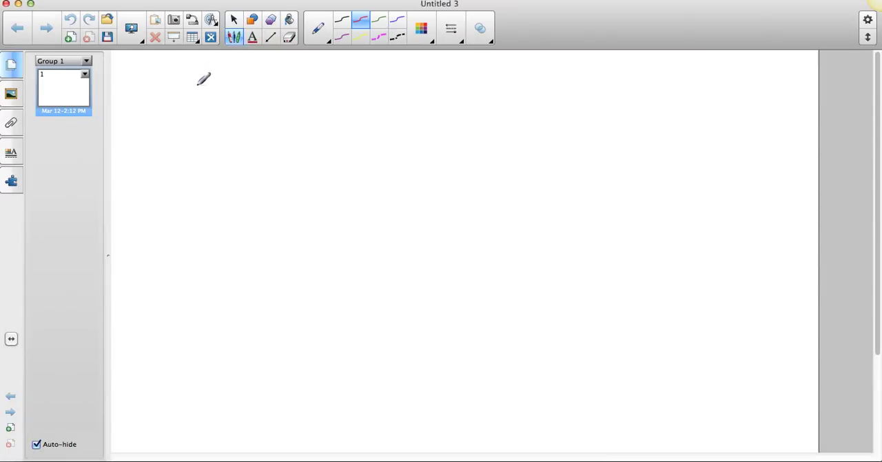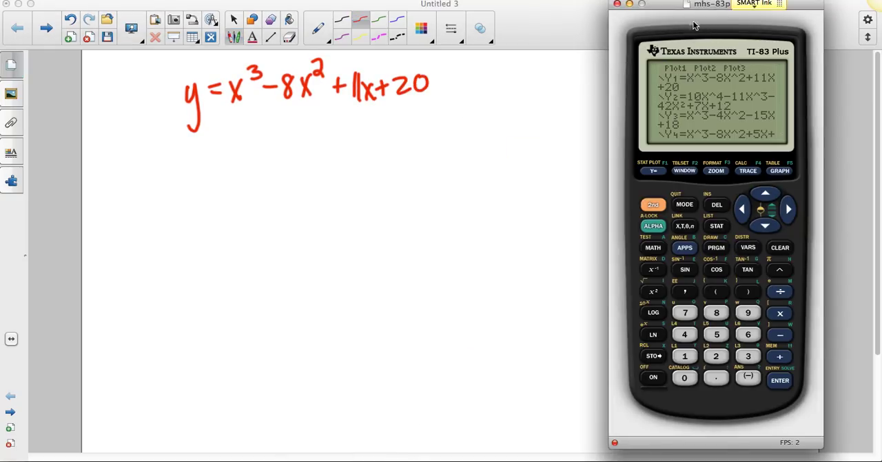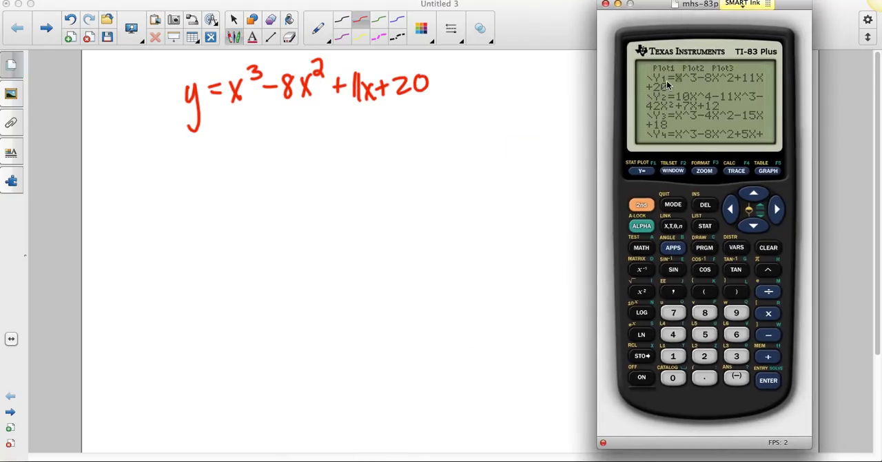All right, number 1, you had y equals x cubed minus 8x squared plus 11x plus 20. So you have these in your calculator. I need you to only turn number 1 on. So you need to turn the rest of them off, and this is how you do that.